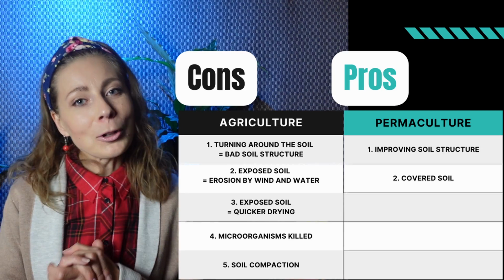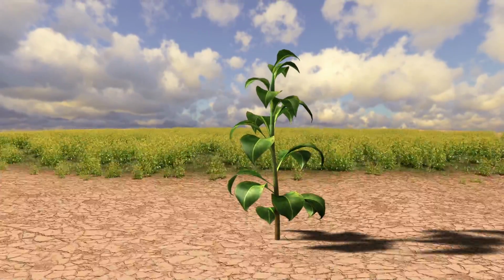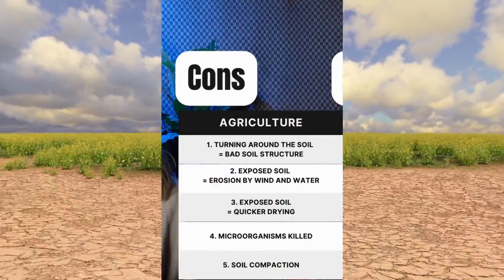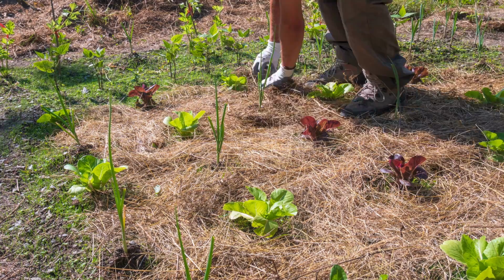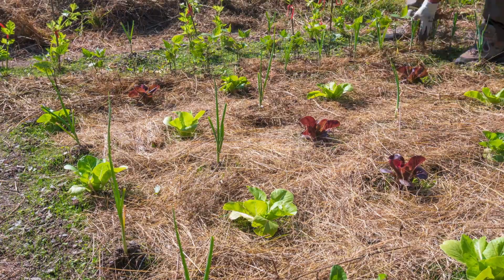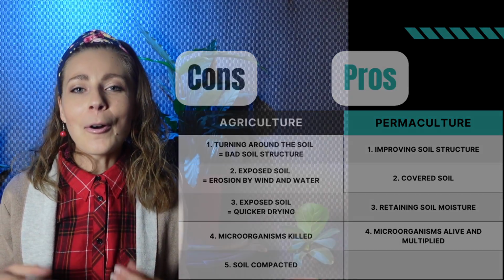Number two, permaculture seeks to maintain ground cover and reduce the risk of soil erosion, helping to retain valuable topsoil. So we would cover the soil with mulch or living mulch, which is ground cover like clover. And number three, permaculture aims to conserve water by using mulches and ground covers to retain soil moisture. And number four, instead of killing microorganisms, we would feed them with organic matter. In exchange, they help us with the decomposition process and they help to deliver nutrients to plants.